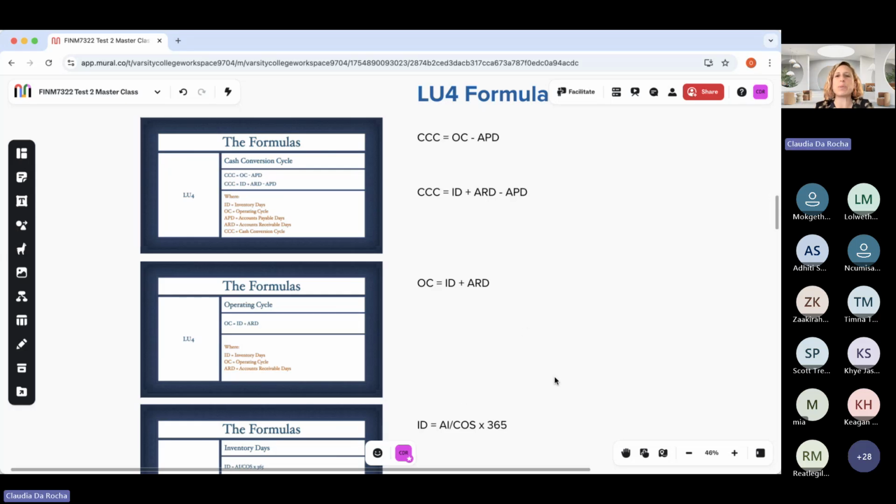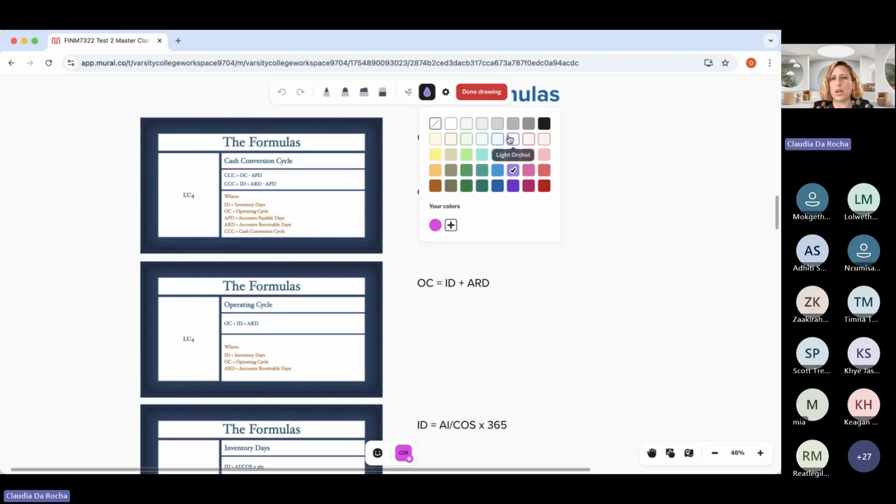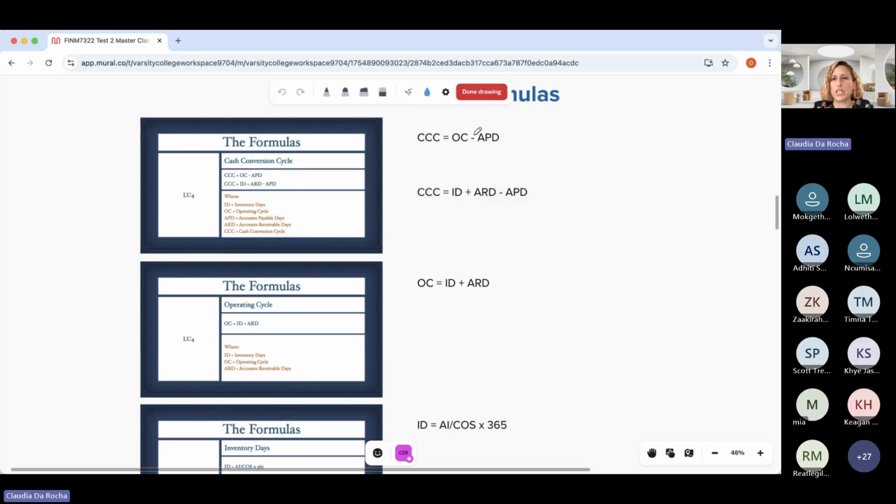Okay, so generally speaking, the learning unit 4 formulas are quite straightforward. Your cash conversion cycle, etc. are not terrible. It's not a terrible section. I think it's a section that most people can do well, which is quite nice. So, just to note that there are pieces of other formulas within each other. Okay, so your operating cycle is obviously your inventory days plus your accounts receivable days. So just noting the similarities and where formulas sort of cross-pollinate, right?